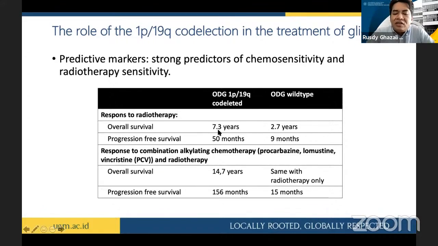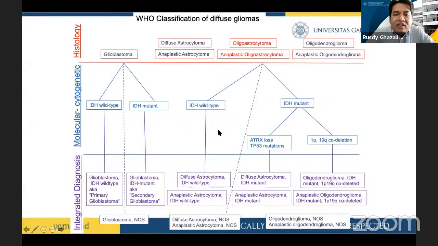So this is a very significant difference. Based on that, WHO then classified the glioma based on the mutations found. I will not explain this in detail, but the point is that if there is no more what we call oligoastrocytoma or mixed glioma. So we diagnose this type of condition using genetic diagnosis.